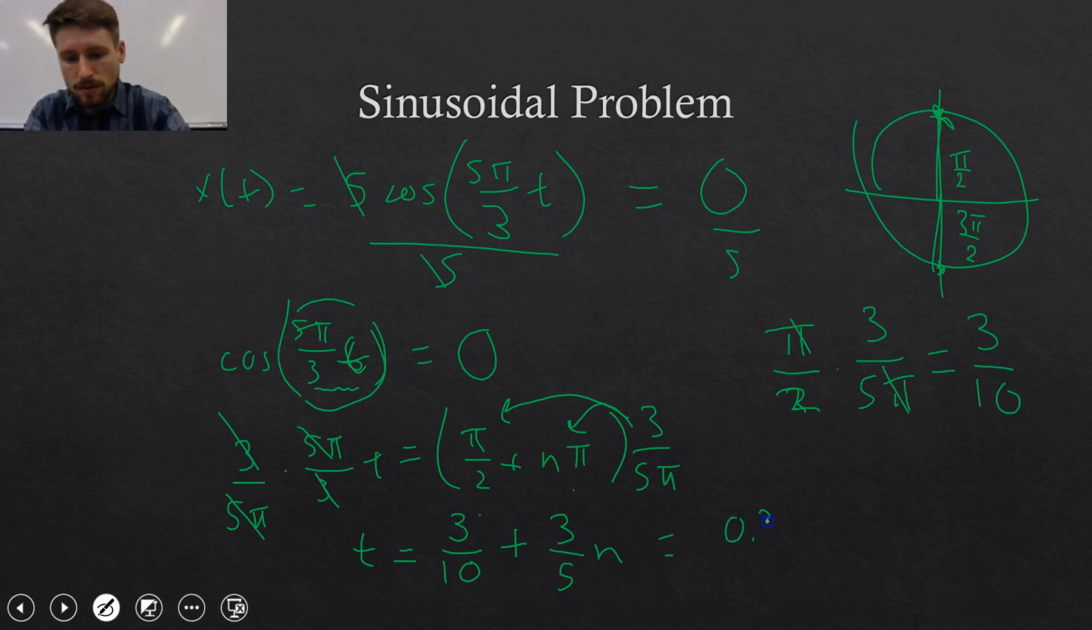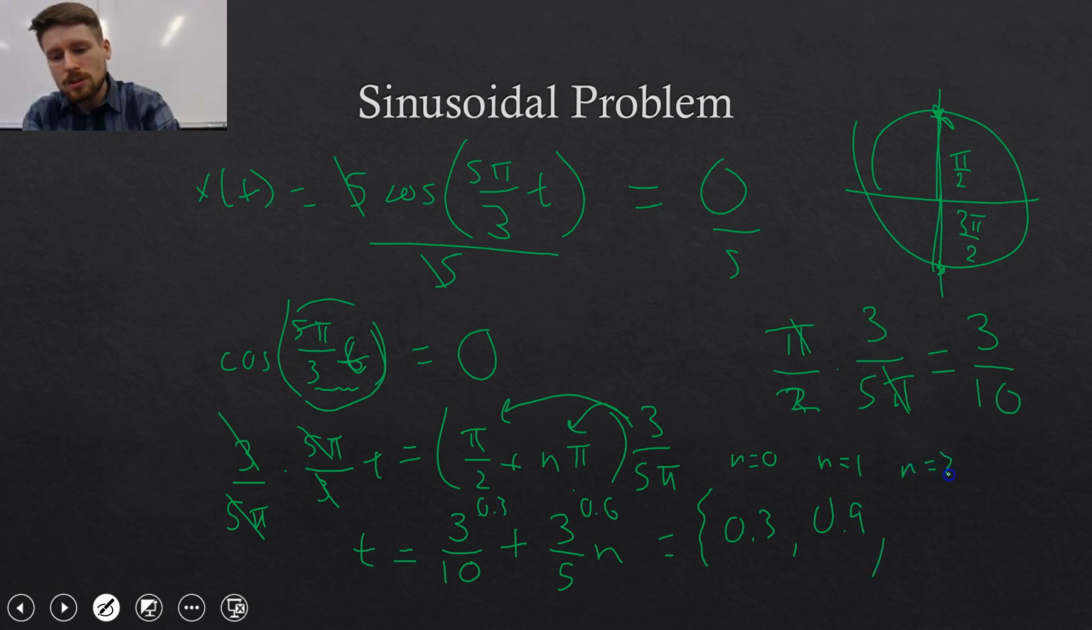We have 0.3 as the first one, when n is 0. Now when n is 1, this is the next integer up, we would add 3/5, which is 0.6. So we add 0.6 to that and we get 0.9. And then the next one, when n is equal to 2, is going to be another 0.6 added on, and we get 1.5.